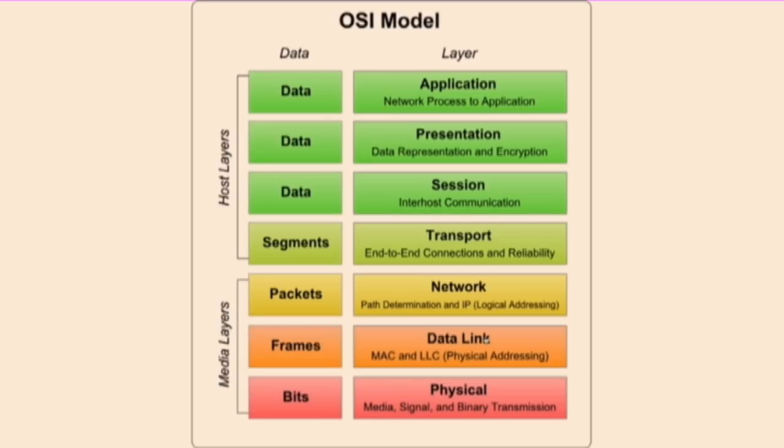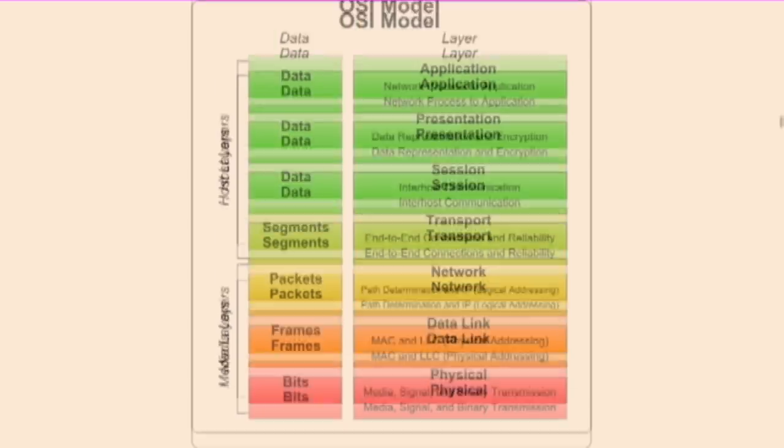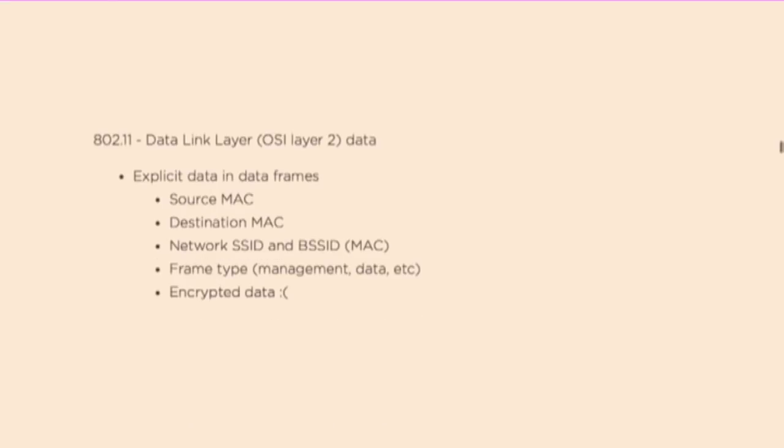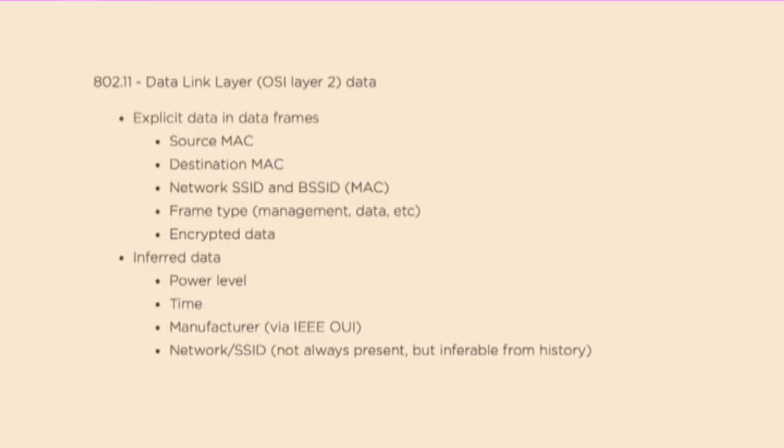I ignored this layer for a while, because I thought it seemed boring. The data you get at the data link layer in 802.11 is roughly this: the source MAC, the destination MAC, the SSID, the frame type, but then the rest of the data is encrypted. So it seemed boring in the past, but then I started looking at it, and you can infer a lot of other interesting data if you're tracking over time and implying various things. Like the time is implied. It's not in the frame.